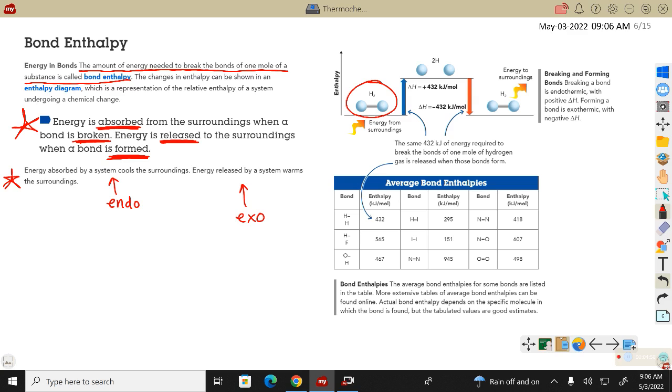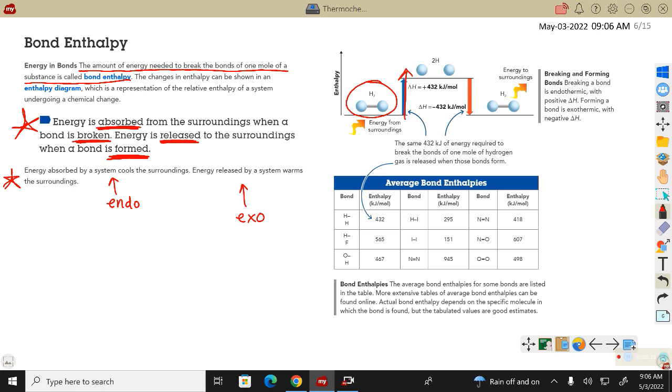But there needs to be an outside energy source available. So if I add 432 kilojoules, I can break a mole of those hydrogen single bonds. And now we get to the top here where we've got those two atoms that are separated.